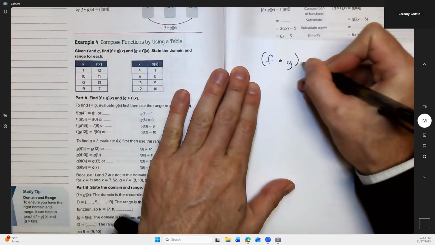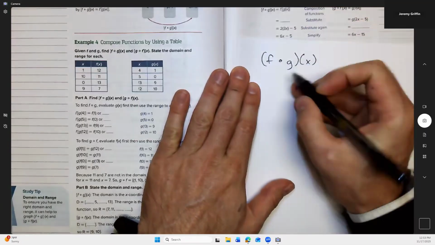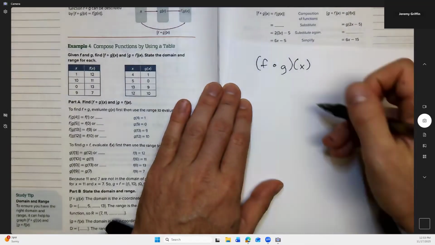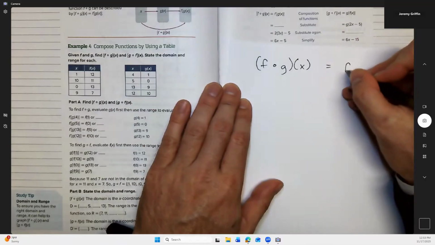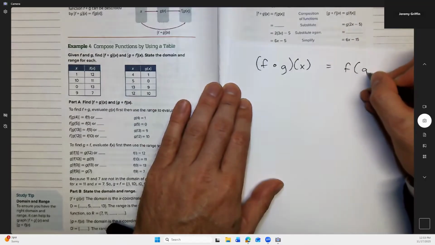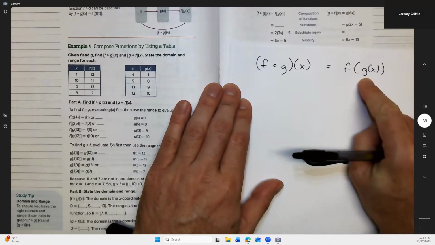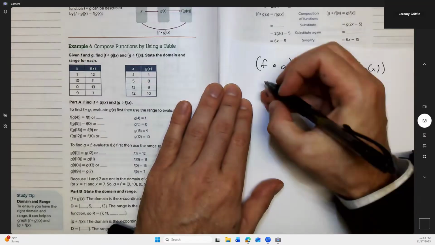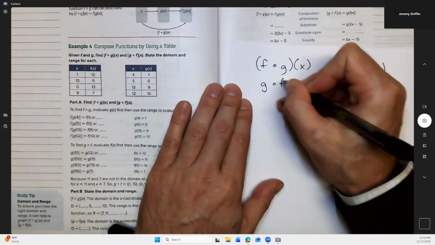A lot of times you'll see it written this way, like f of g of x. You see that open circle right there? A lot of times I hear it pronounced "fog." That's f of, not f of x, but f of g of x. So we're going to take the whole function g of x and plug it in where the x would go for f. Or you might see it the other way around, and this might be called "gof."